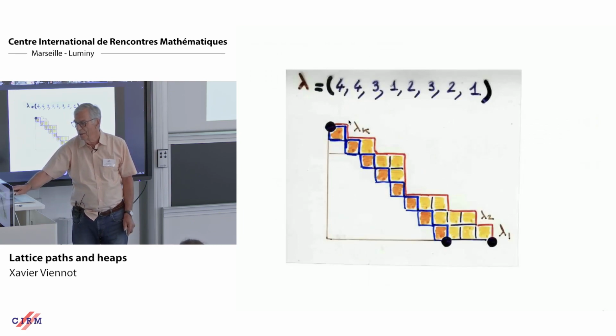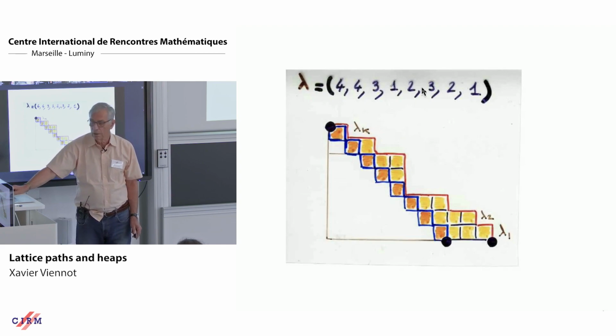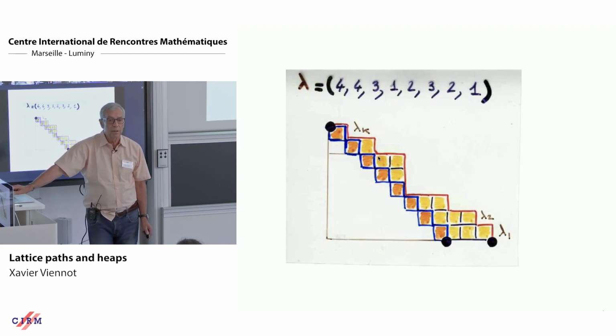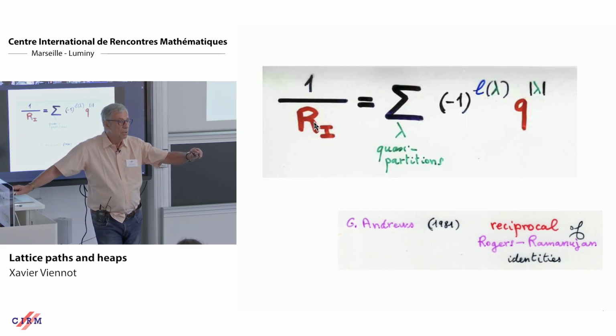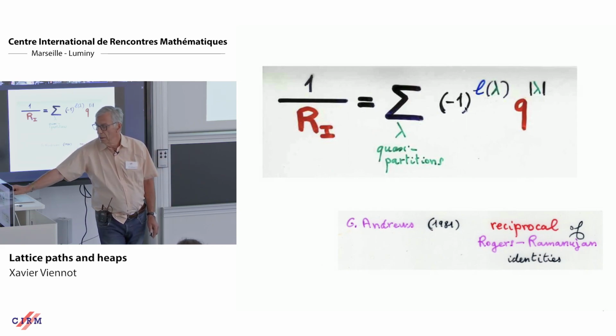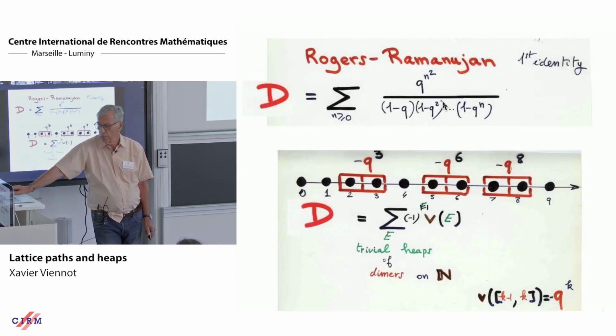So you see 4, 4 is decreased. But then you are allowed to increase by 1, at most by 1. This is a geometric representation of quasi-partition. And Andrews shows that the inverse of the denominator in the Ramanujan continued fraction is a sum over the sign of quasi-partition. So this is the denominator of the Ramanujan continued fraction.